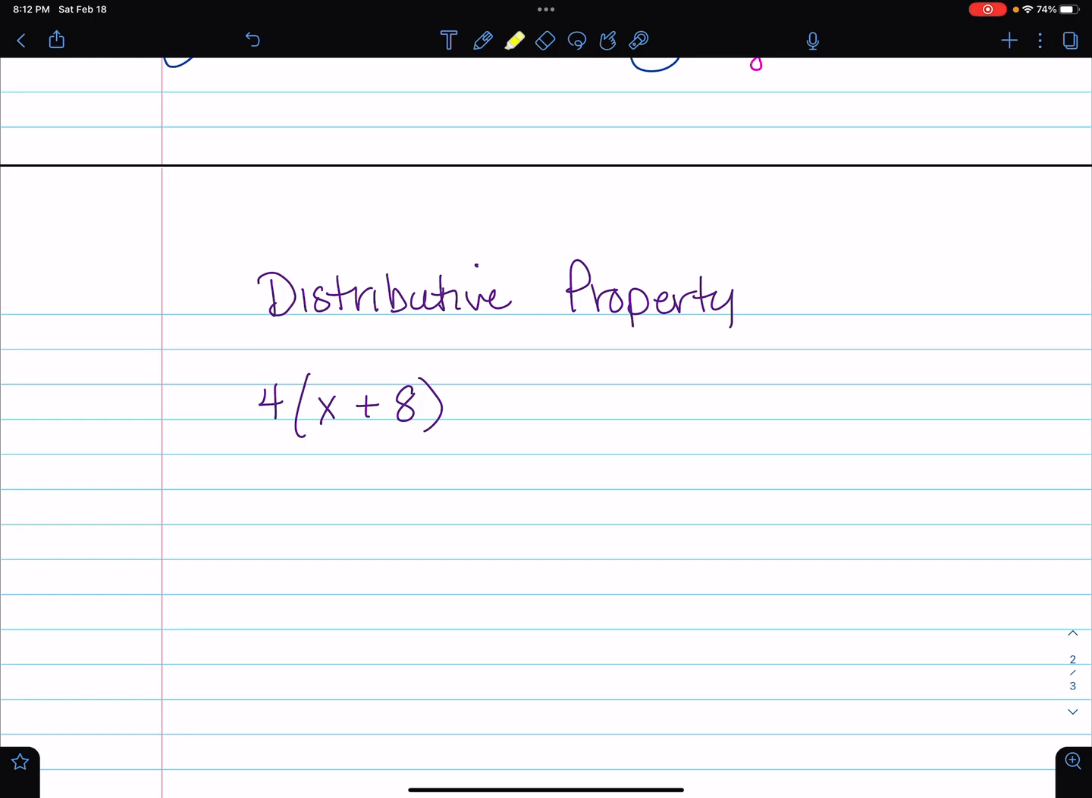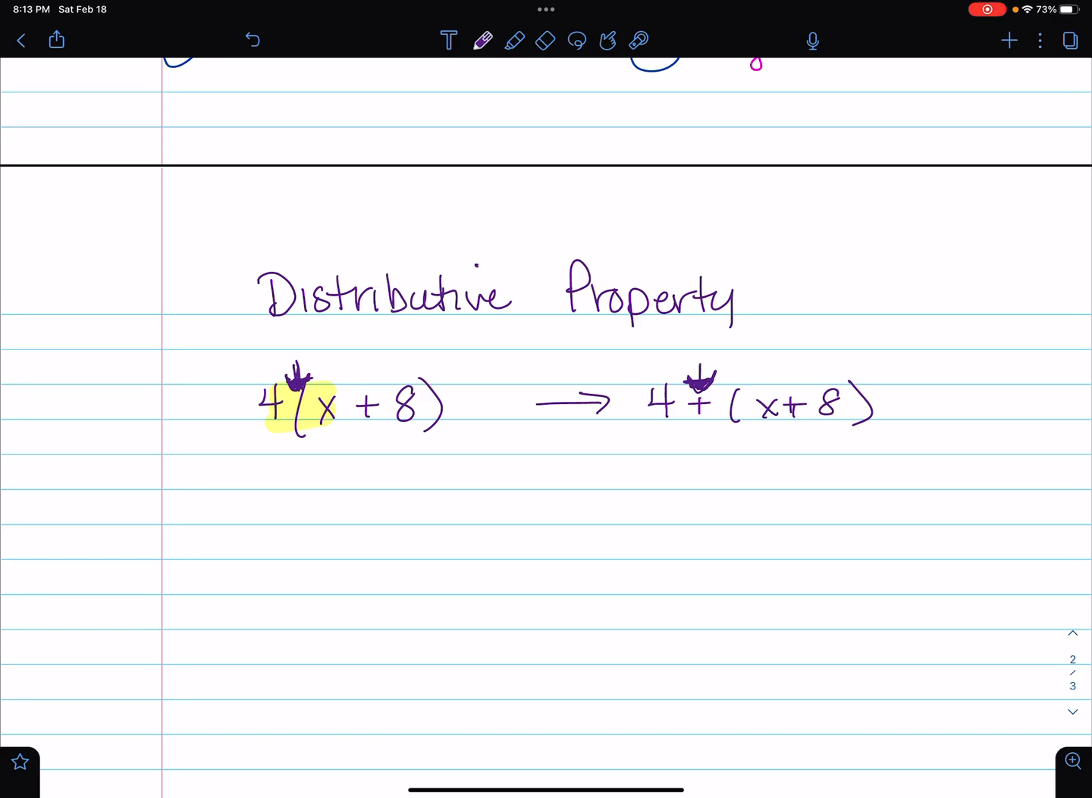They must be close together with no symbol in the middle, so there's no space right here. It's just 4 parentheses, or a number parentheses. There is a difference between that and 4 plus x plus 8. So I want to remind you, there cannot be any symbol between the number and the parentheses. That is what distributive means.